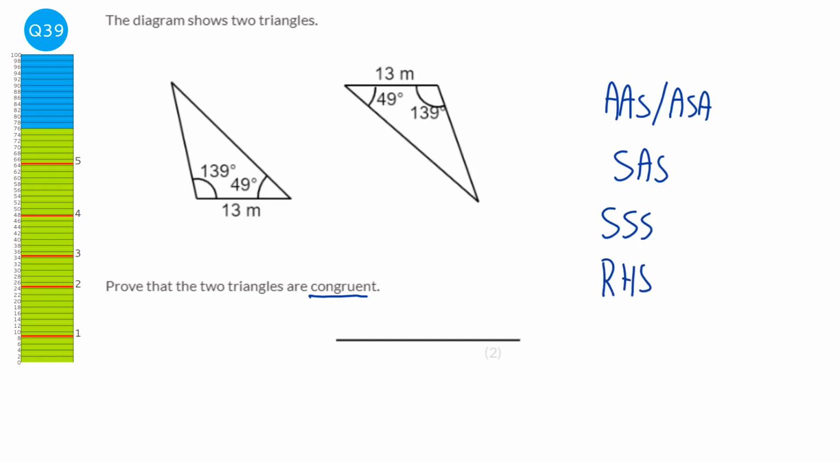Now in this question we don't have a right angle, so we can get rid of that. We have a side but only one side, so we're not going to use the 3 sides. And again, we don't have 2 sides, we only have one side, so we can get rid of this one. So it's really down to the top one.